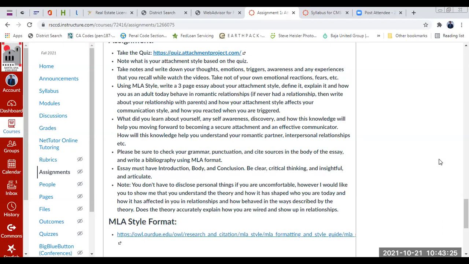And then please make sure that you check your grammar, punctuation, cite your sources in the body of the essay, and write a bibliography using MLA format. What I'm looking for is, again, 3 pages. I believe MLA style is 12-point font, double space, or something like that. I want you to have an introduction, a body, a conclusion. I want you to be clear in your introduction, have a thesis statement.